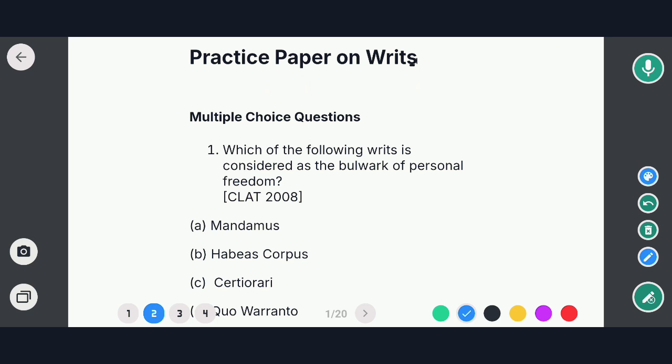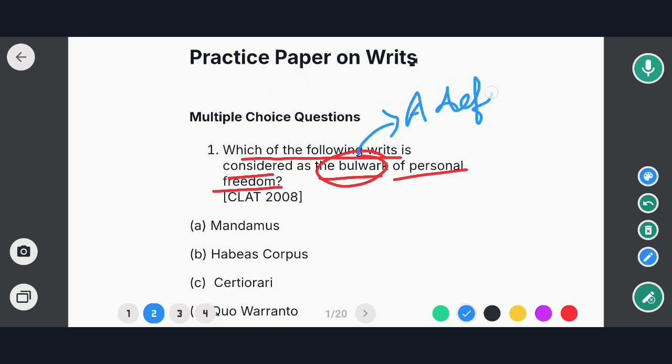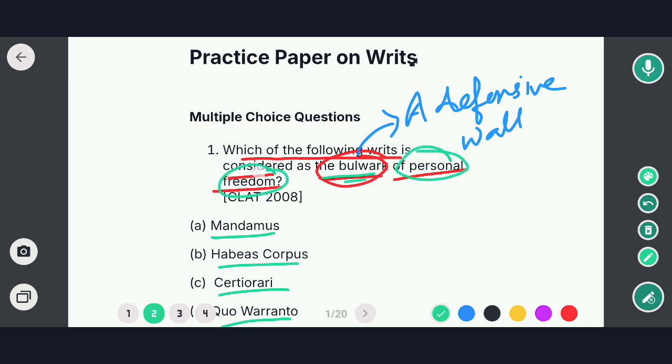Today's first question: which of the following writs is considered as the bulwark of personal freedom? What is bulwark? Bulwark means a defensive wall. Options are mandamus, habeas corpus, certiorari and quo warranto. So in this case the correct option would be habeas corpus.